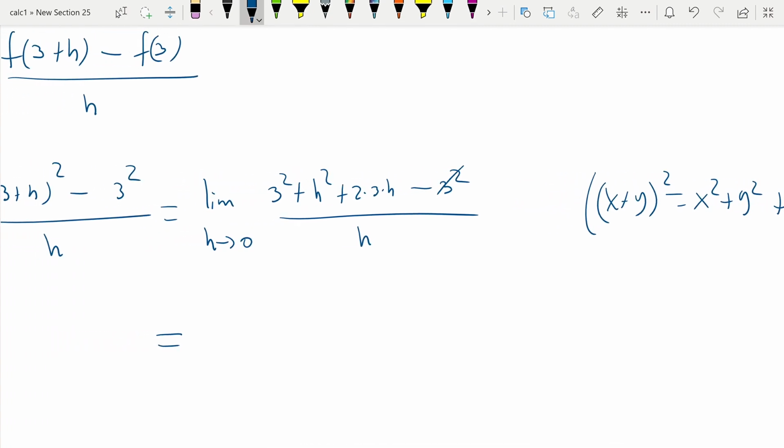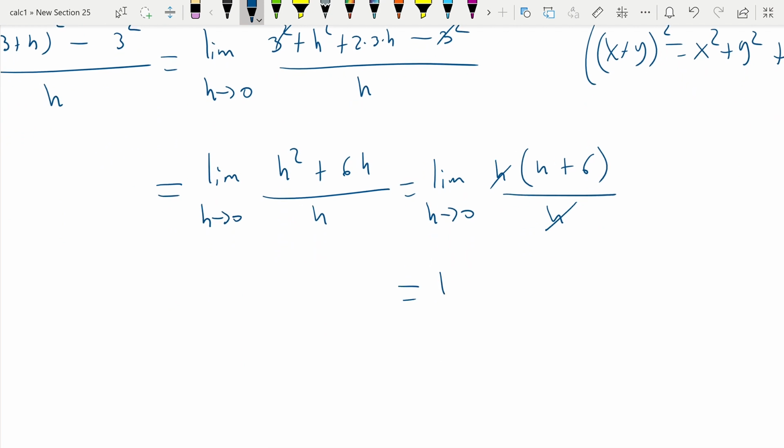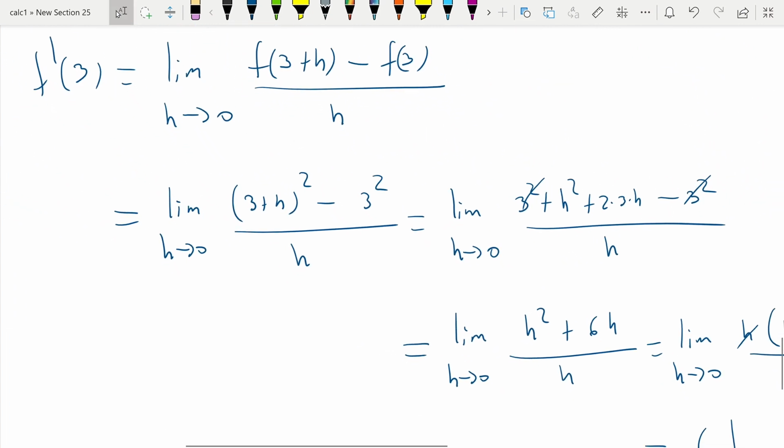Then we can cancel this out, and we have a common factor of h: h squared plus 6h, all of that divided by h, which is the limit when h approaches 0 of h plus 6. We can cancel out the h, and now this expression is no longer undefined when we plug in 0. So we can just plug in 0 here, and we get 6. This is the value of the derivative of f at the point 3.